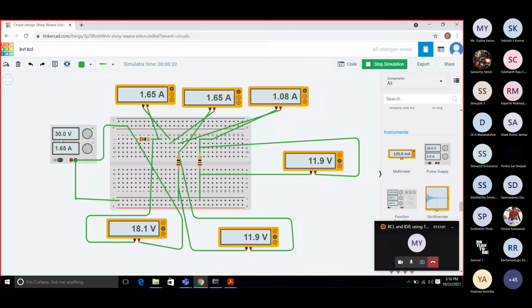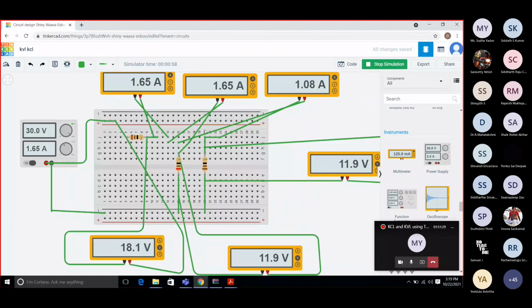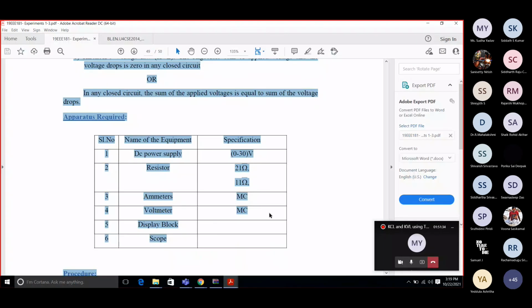Yes, ma'am. Students, there is a limitation on the input voltage of the power supply given in Tinkercad. It is up to 30 volt. Use ohms only, because when it is in kilo ohms, the current will be small. You can do it in terms of ohms itself. The manual is shared with you, beta. We'll share it once again.